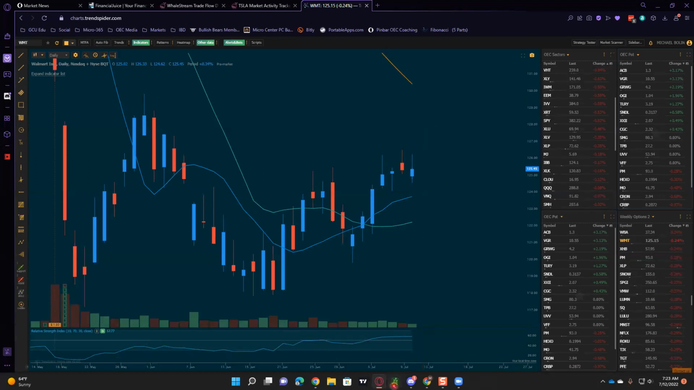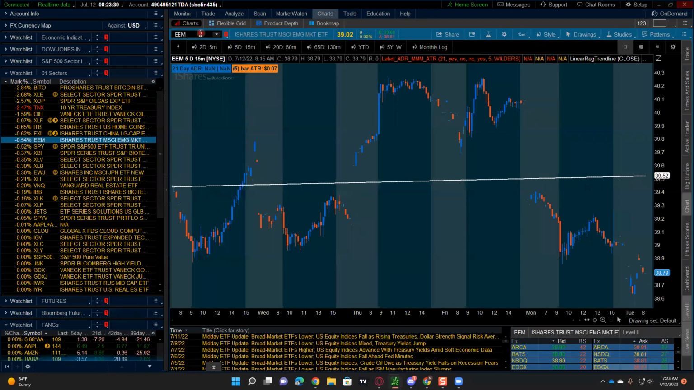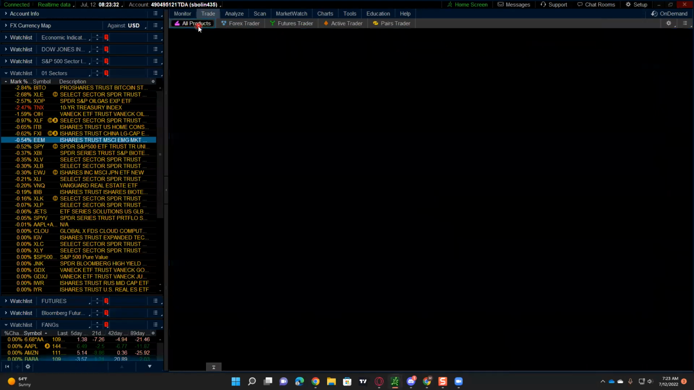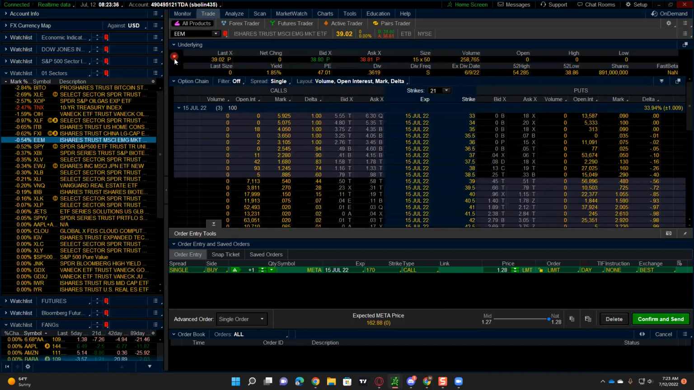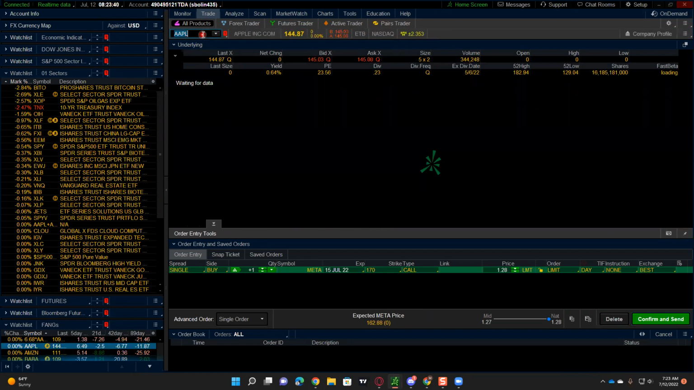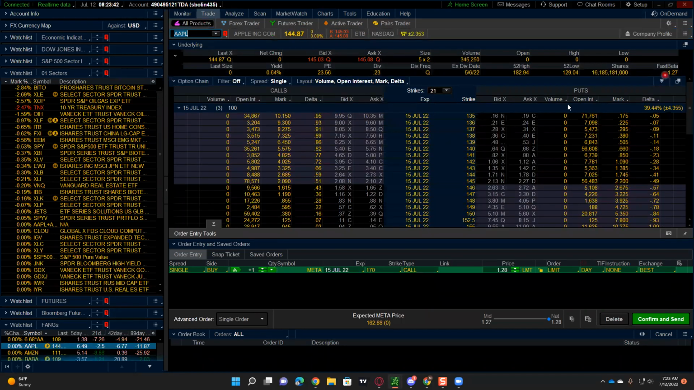If you were on Thinkorswim, for an example, and you were to go to the options chain, if we look at Apple, Apple has a fast beta of 1.2.